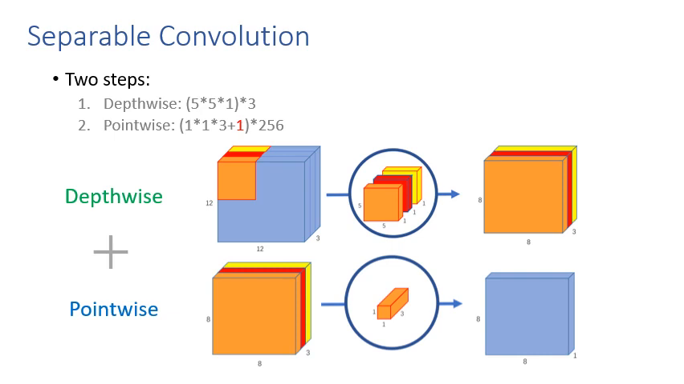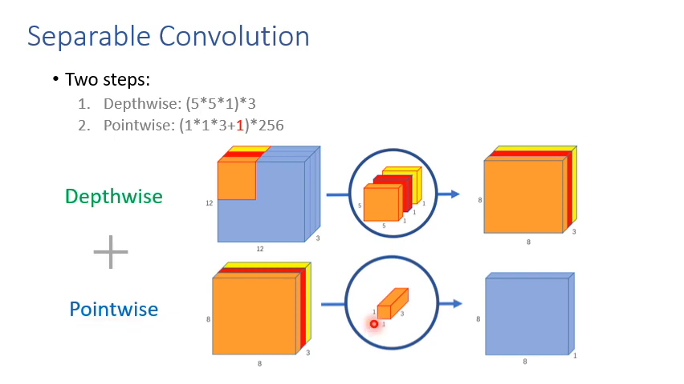On the other hand, the separable convolution divides the process into two steps. Let's look at the first step, depthwise. We will have 3 kernels of 5 by 5 by 1. So the number of parameters, 5 times 5 times 1 times 3, is actually equal to the normal convolution. The difference is in the second step, the pointwise.